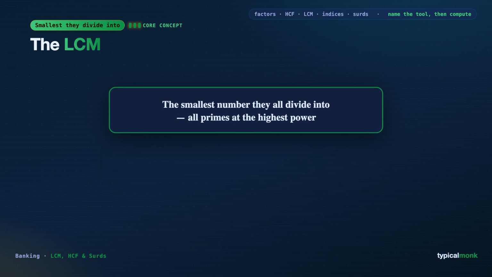Now the second tool, the mirror image of the first: the lowest common multiple, the LCM. The LCM of two or more numbers is the smallest number that is a multiple of all of them, the smallest number that each of them divides into exactly. Take 4 and 6. The multiples of 4 are 4, 8, 12, 16, 20. The multiples of 6 are 6, 12, 18, 24. The smallest multiple they share is 12. So the LCM of 4 and 6 is 12. It is the first common meeting point of their multiplication tables.